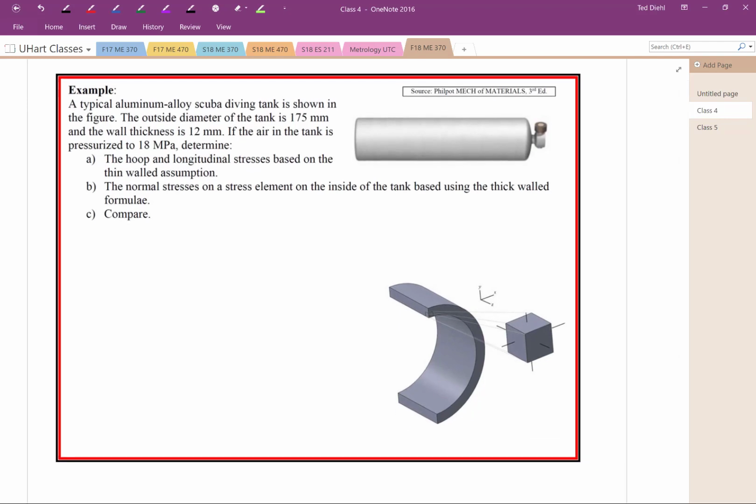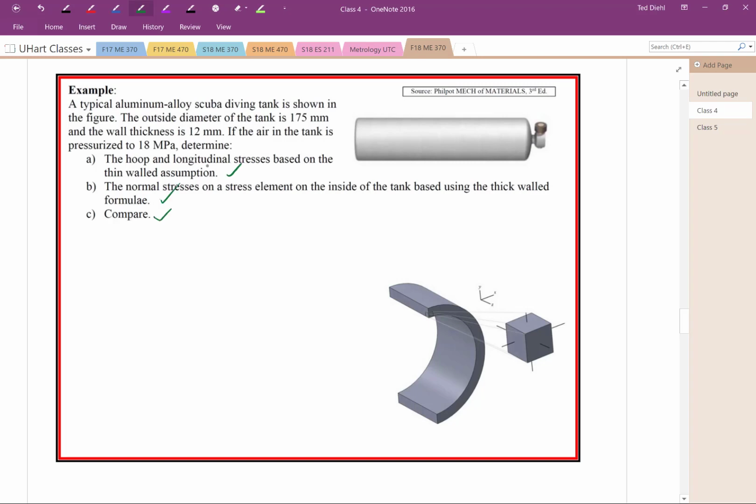So here's an example I put together, I got this out of Philpott. Okay, so it's an aluminum scuba diving tank, and they gave us the dimensions and the wall thickness, and it has air, and they tell us what the pressure is. And so we want to find the hoop and longitudinal stresses based on the thin-walled assumption. The normal stresses on a stress element on the inside, all right, of the thick-walled, right? And so we want to do the thin-walled approximation, the thick-walled, and we want to compare.